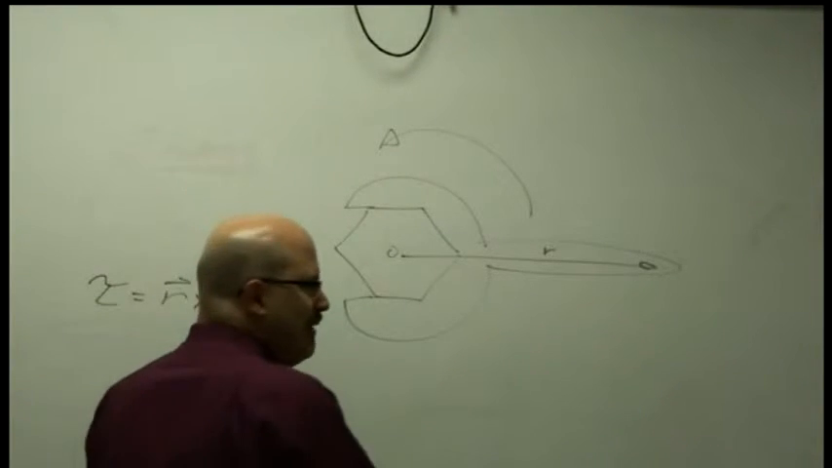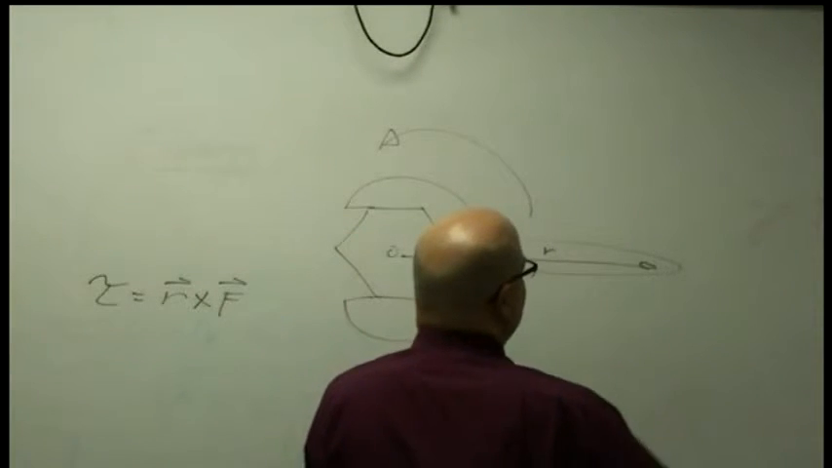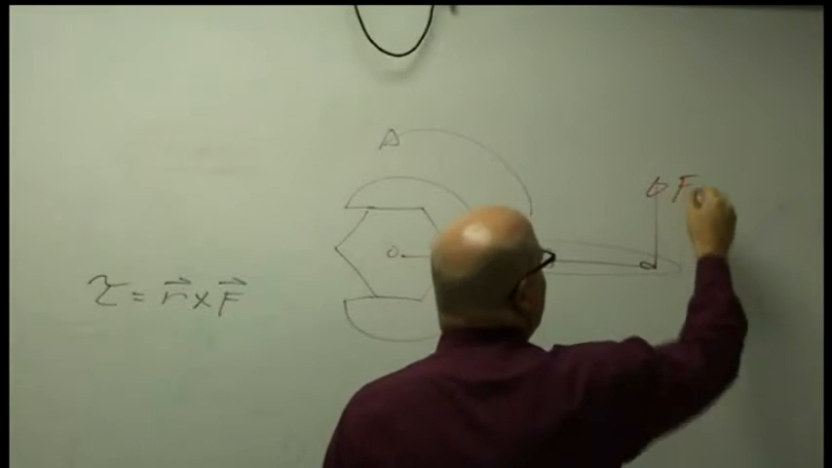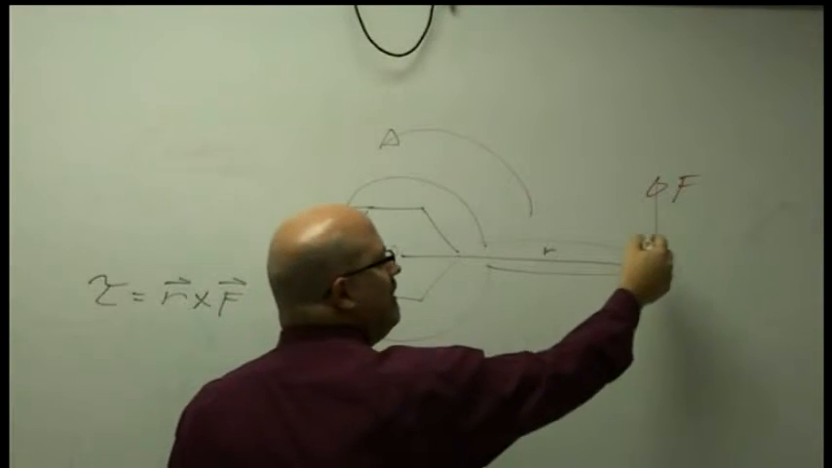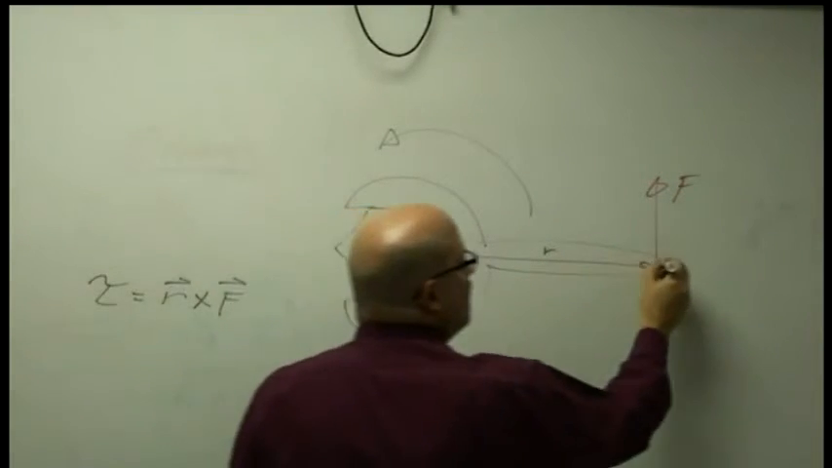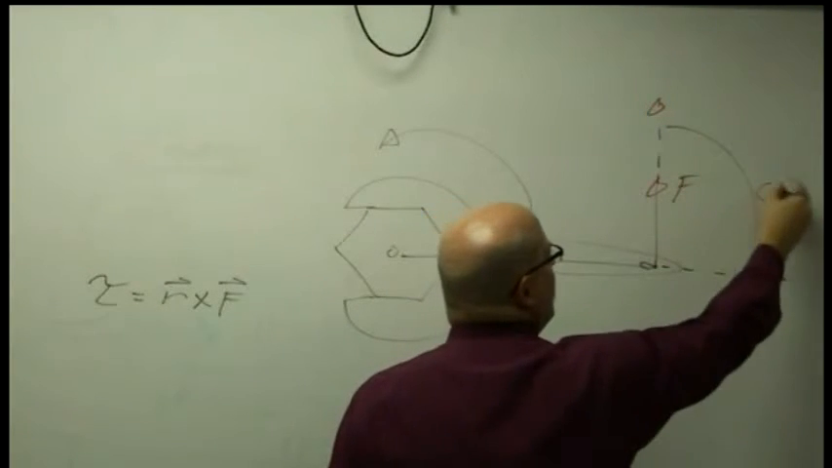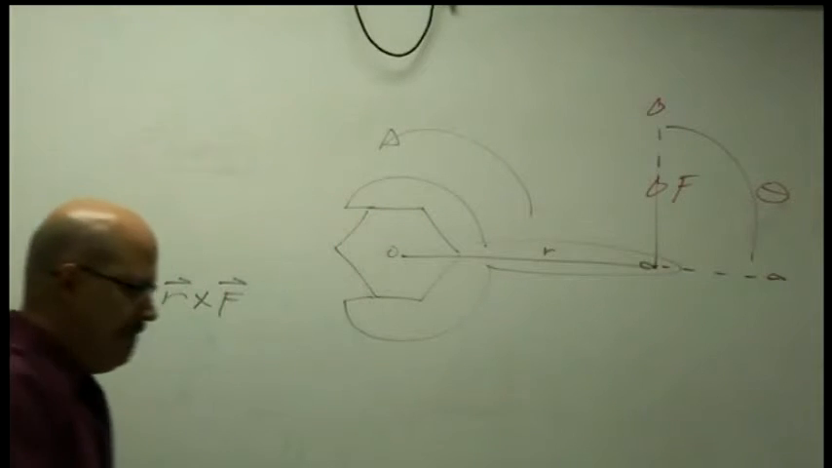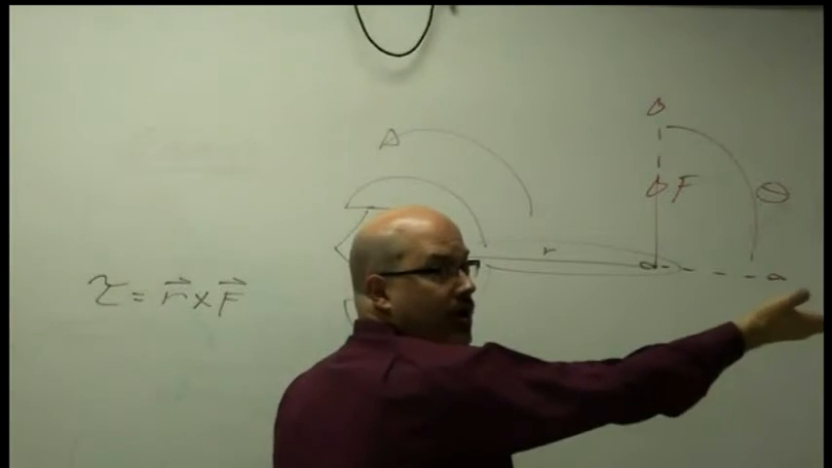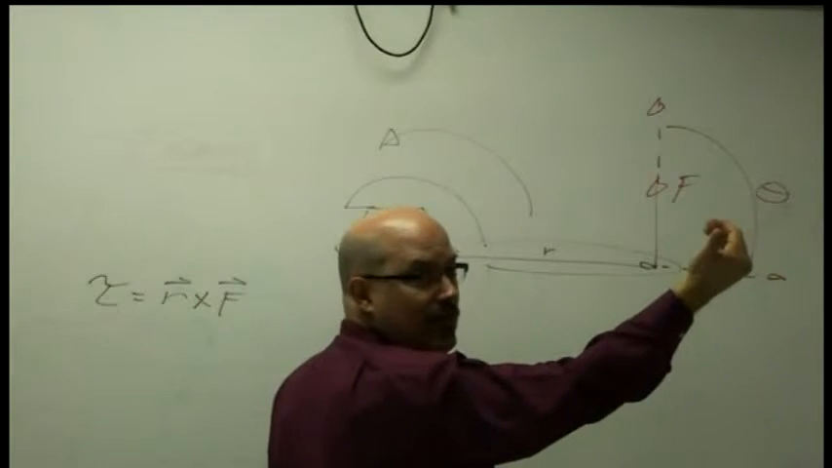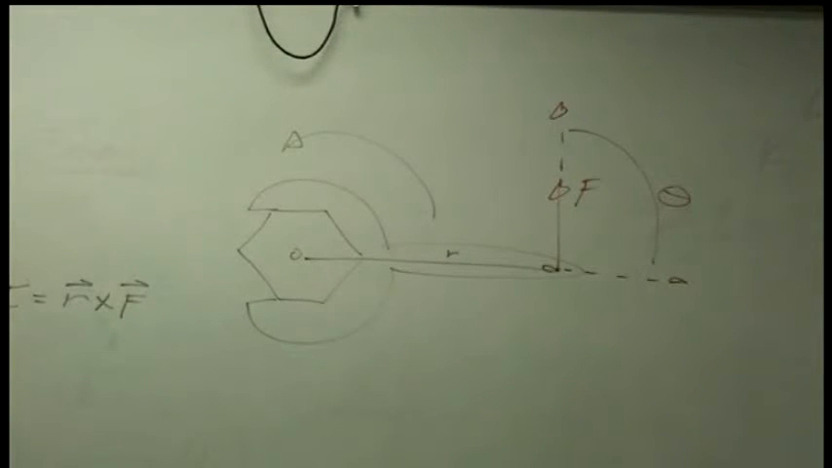So remember, lefty loosey, righty tighty, right? Now the angle between these two vectors, please be careful. This vector points this way, this vector points up. Here's the angle theta in between, right? It's R cross F, so your thumb points out of the board. So the torque is out of the board.